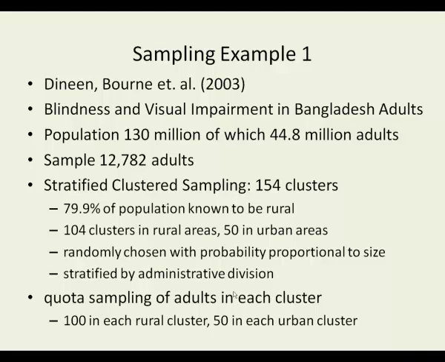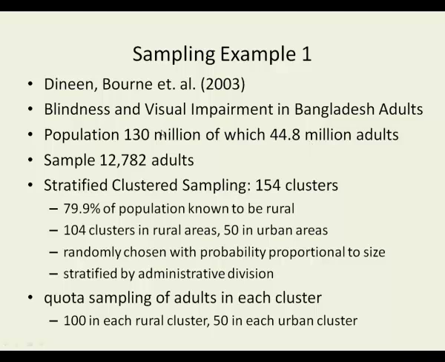Before moving away from sampling onto measurement error, I'll just briefly mention some actual examples of research. Unfortunately, with real research, it gets quite complicated quite quickly. So we've gone through the basics. We'll just look at what's involved in a couple of real examples. Here's number one. This is by Dineen Bourne et al.